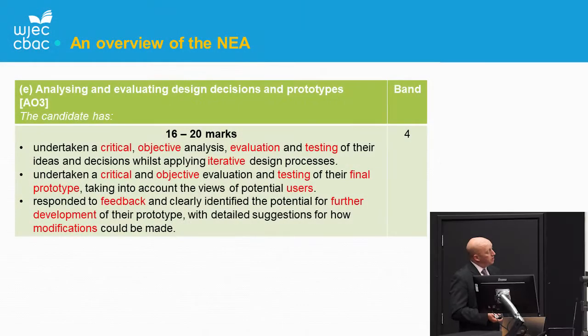What do the users say? How does it answer the problem? Why does it work so well? Are there any areas for modifications, for improvement, for refinement? So that should be quite a detailed document there for that one. Okay, 16 to 20 marks there: critical objective analysis, critical and objective testing, response to feedback, and identification of modifications. Yeah, that's what we're after for the top marks.